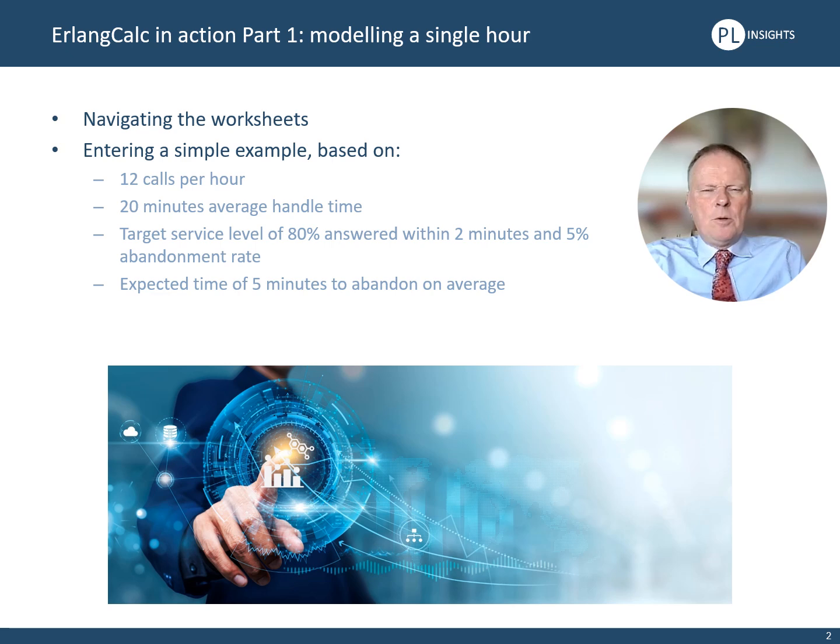we've got 12 calls arriving per hour on average, each call taking on average 20 minutes to handle. We're going to set a target service level of 80% of calls being answered within 2 minutes of waiting time and a target of a maximum of a 5% abandonment rate. We'll make the assumption that callers on average are willing to wait 5 minutes before they give up if we don't answer the phone. Okay, let's go into the software.